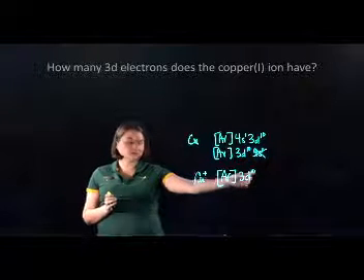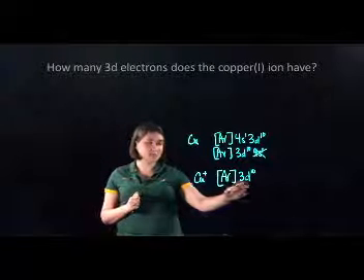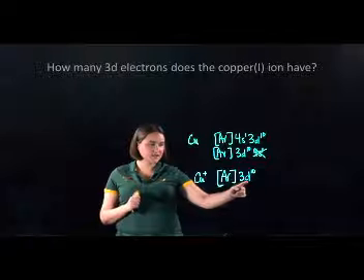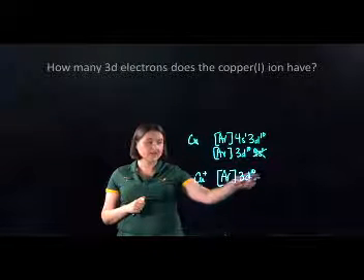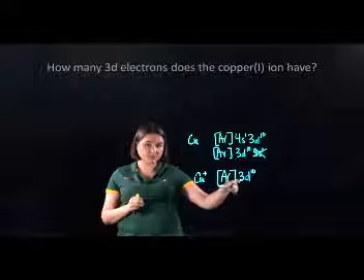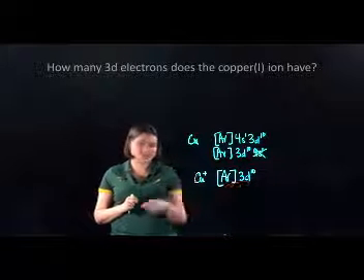Remember that the superscript here is the number of electrons in your shell. So I would have a principal quantum number of 3. I would have a value of L of 2. And then there are 10 electrons that would have that principal quantum number of 3 and that angular momentum quantum number of 2. 10 electrons in the 3D shell.